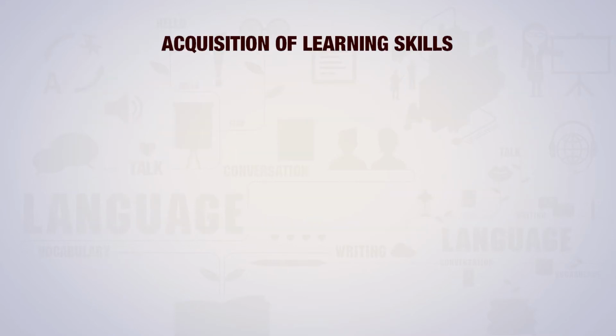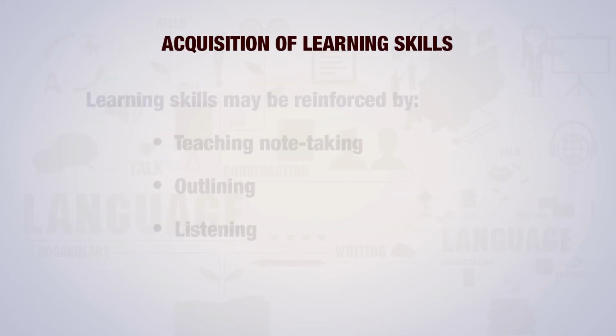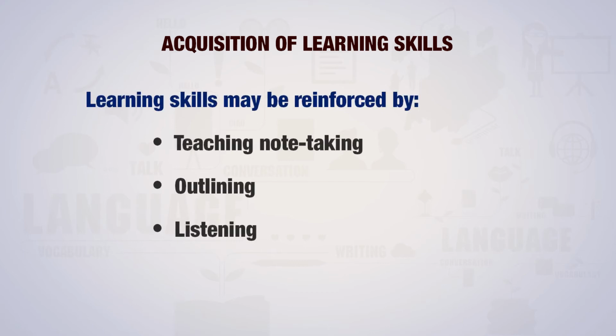When we talk about the acquisition of learning skills, we must reinforce learning skills by teaching them note-taking, outlining, listening, and these can be imparted to them if we engage them actively in the teaching learning process through concrete visual stimuli. So for the slow learner, keep it short and simple. Keep it varied, keep it flexible, keep it partially amendable, keep it encouraging, keep it motivating, and above all, keep it unthreatening.